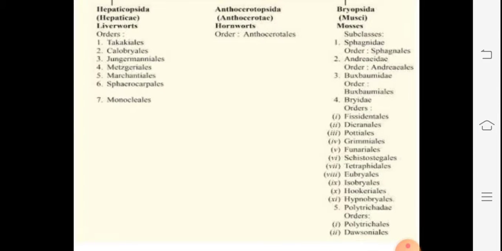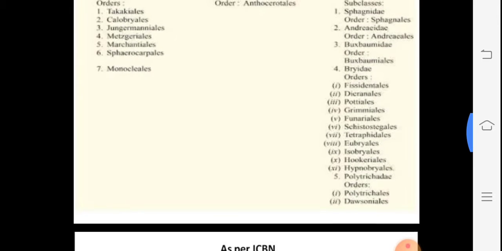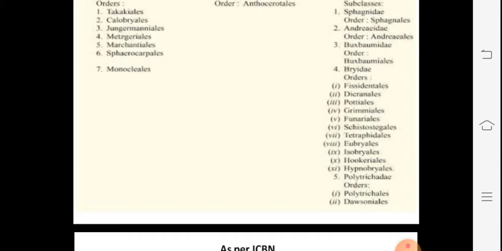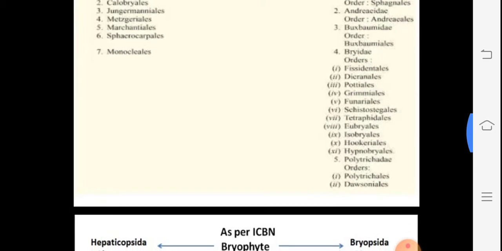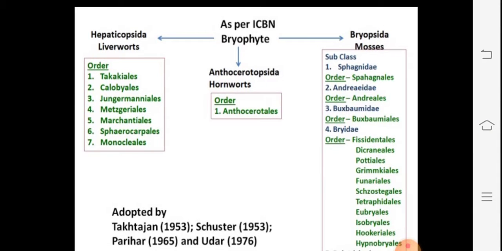In Bryopsida, it is divided into Sphagnidae, Sphagnum, Andreaeidae, Andreaea, Buxbaumiidae, and Bryidae, which is the largest moss class. It shows many orders, Physidensales, Dicranales, because they have specific changes, very interesting changes at the capsule sporophyte level. As per the ICBN, nowadays we follow this classification according to Takhtajan, Schuster 1953, Takhtajan 1953, Parihar, our Indian scientist N.S. Parihar 1965, and Udar in 1976. Just go through it; it is generally the same for Hepaticae, then Anthocerotales and Bryopsida.